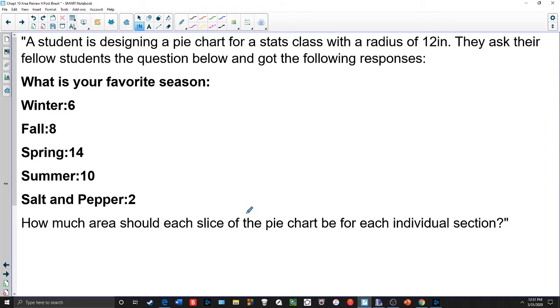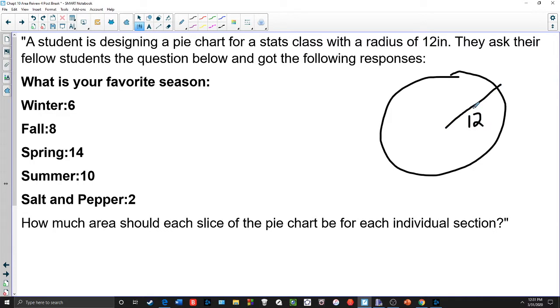So we have a pie chart, and this pie chart has a radius of 12 inches. And we want to know how much area we should give for each slice so that it represents the proportional amount. We obviously don't want winter representing all the area because winter is one of the smaller of the sections that were answered there. So this person asked the students what their favorite season was. They got these answers, and they're going to make a pie chart that has a radius of 12 inches. And they want to know how big to make each sector, each slice.